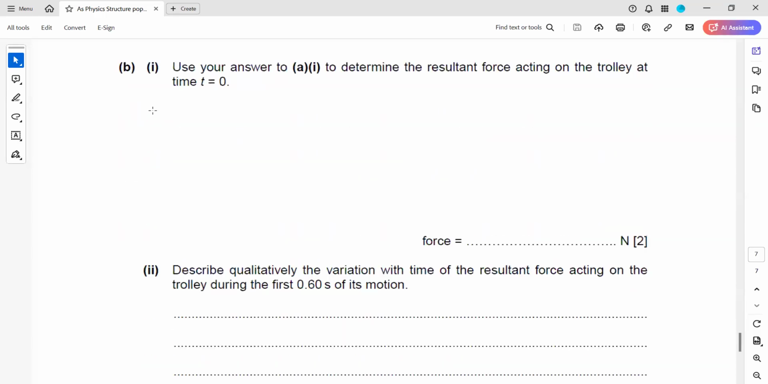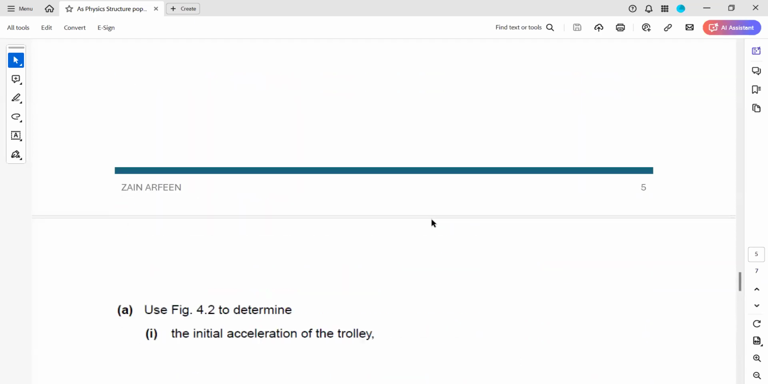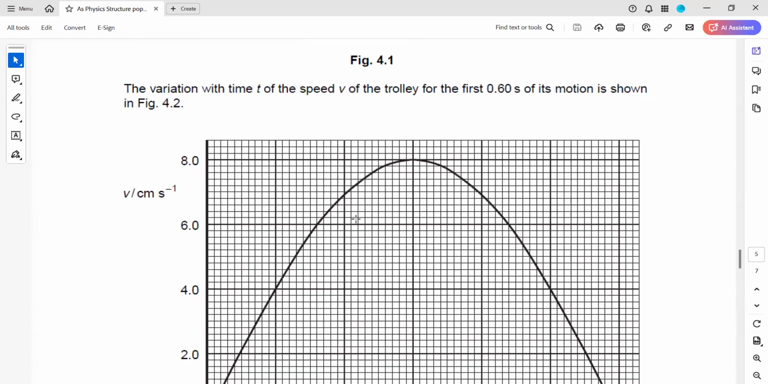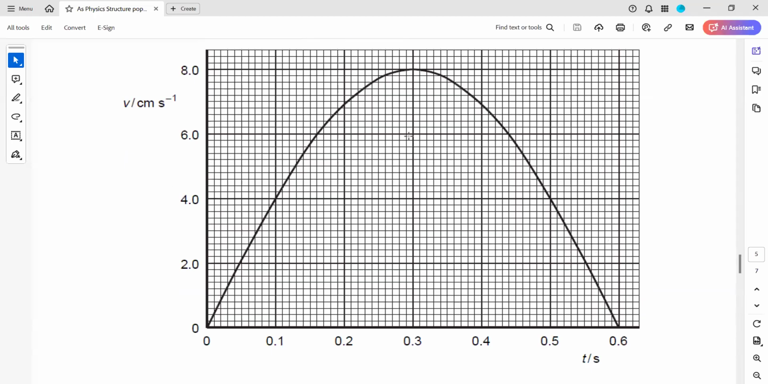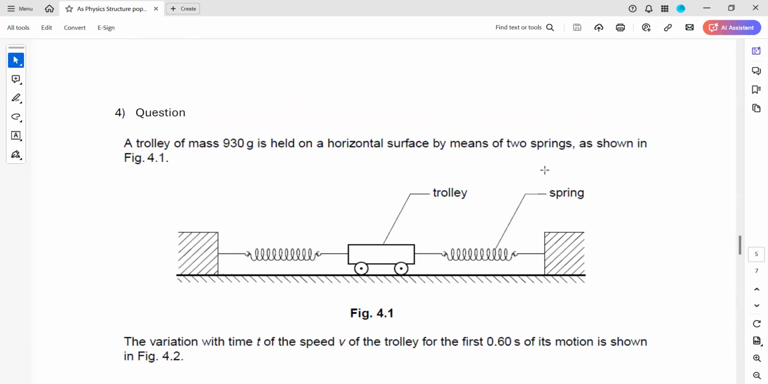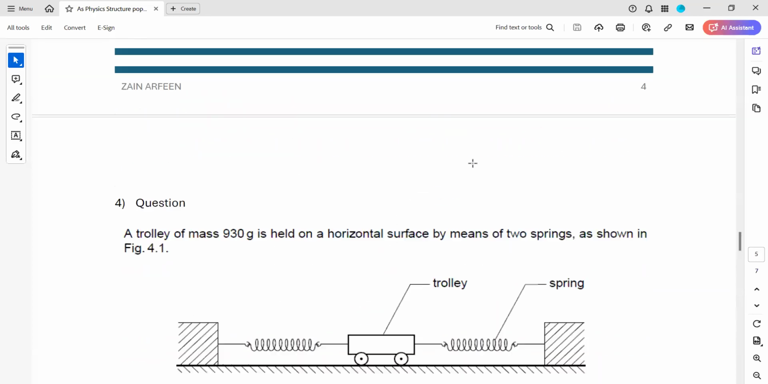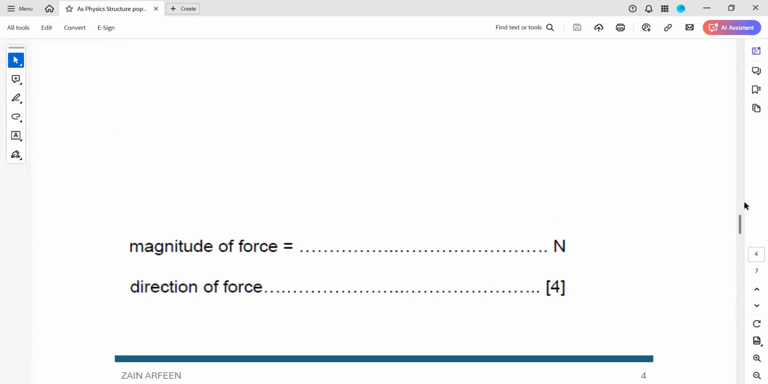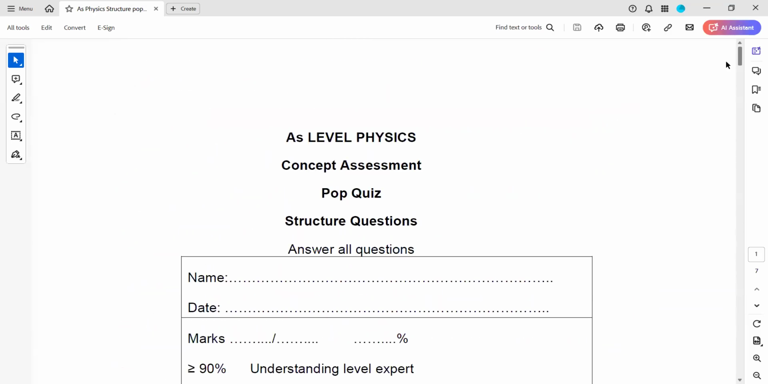Resultant force F equals ma, and how the resultant force varies. It acts in the opposite direction. First it is causing an acceleration, moving in the same direction, but the second one, the velocity is decreasing. So the resultant force acts in the opposite direction of the motion. Any other question or doubt from this weekly pop quiz?